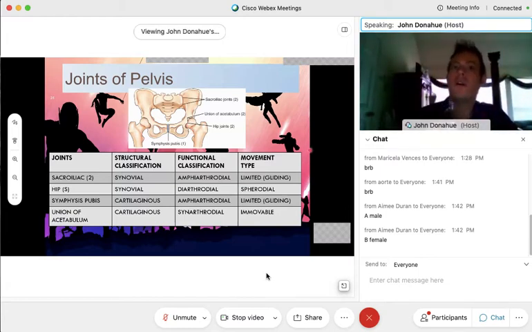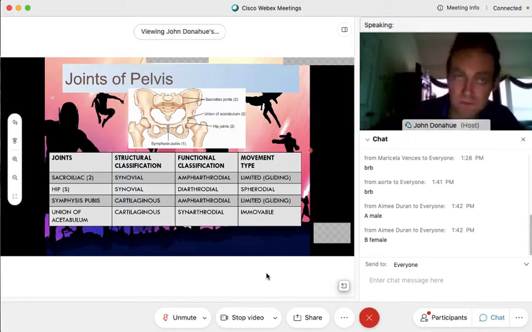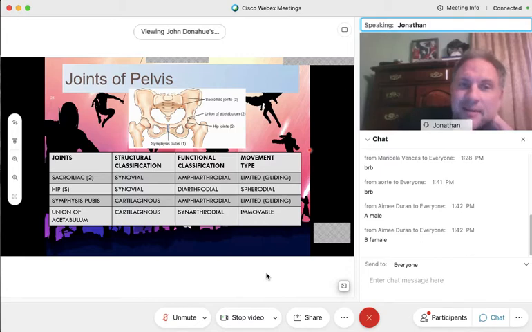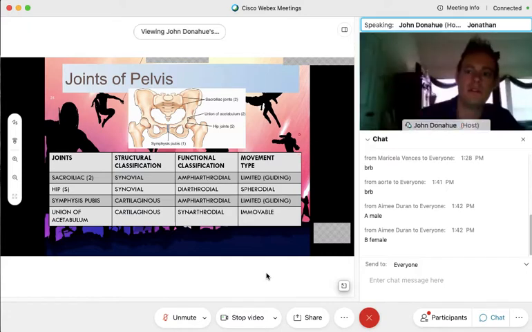Is there any difference between limited gliding and plane gliding? No, it's just another way to see it. Okay. It's a third term you can throw in there. Limited gliding or plane. You can use all 3.